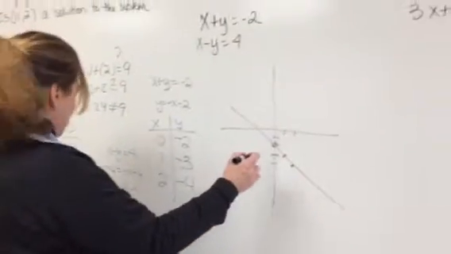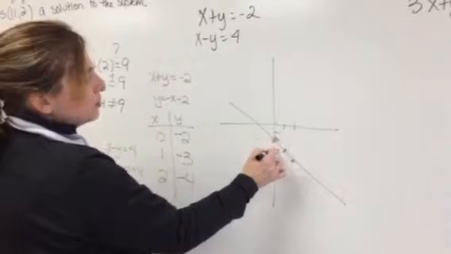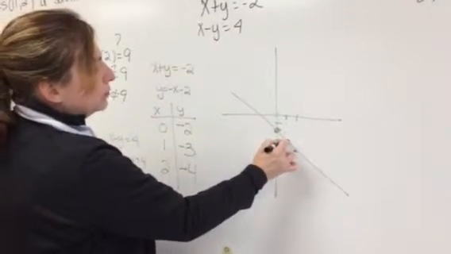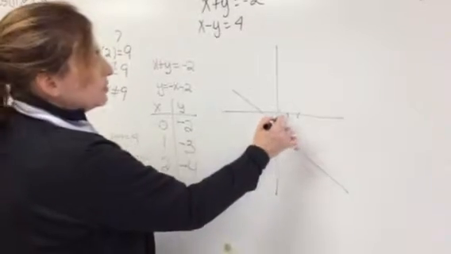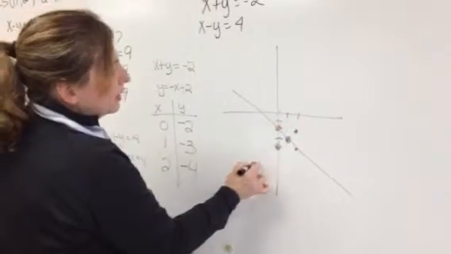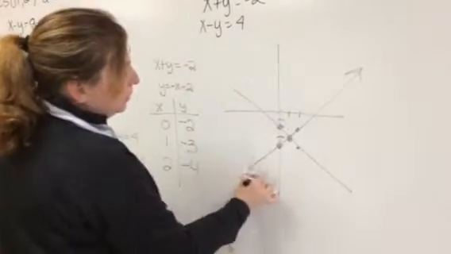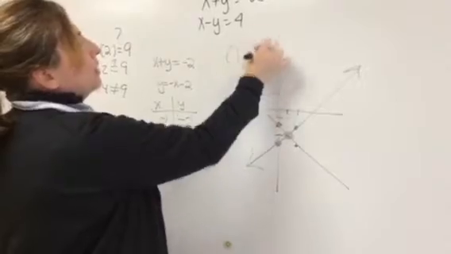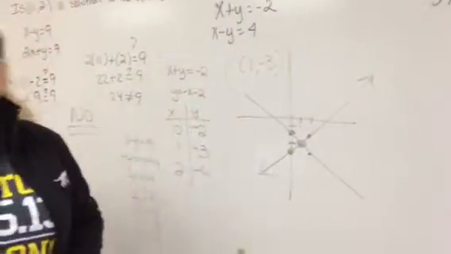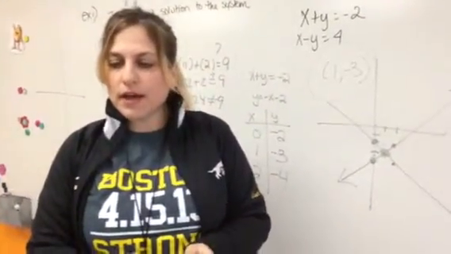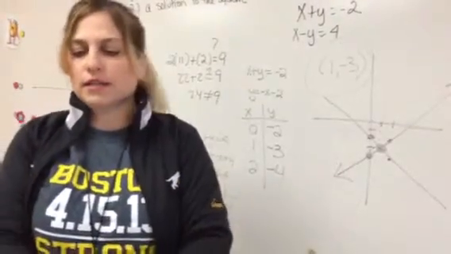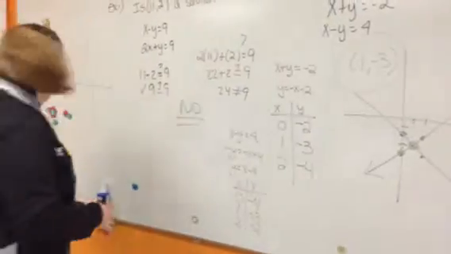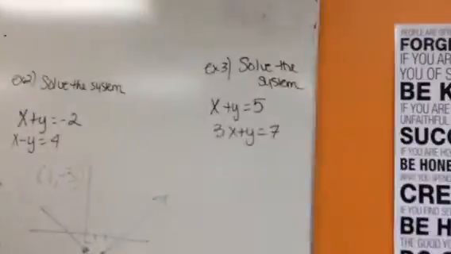So graph that one. (0, negative 4), (1, negative 3). Oh, look what happens right there. And then (2, negative 2). Okay, guess what? The solution for this system is right here, which was (1, negative 3). That's the solution to the system. That means where do they cross? Okay, let me just make sure I got the answer right so I didn't steer you guys wrong. That is correct.